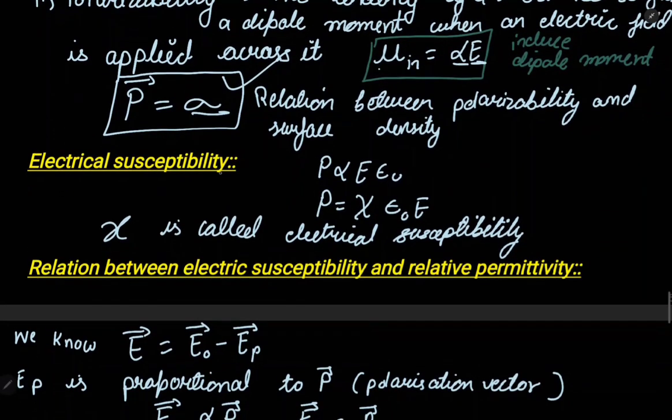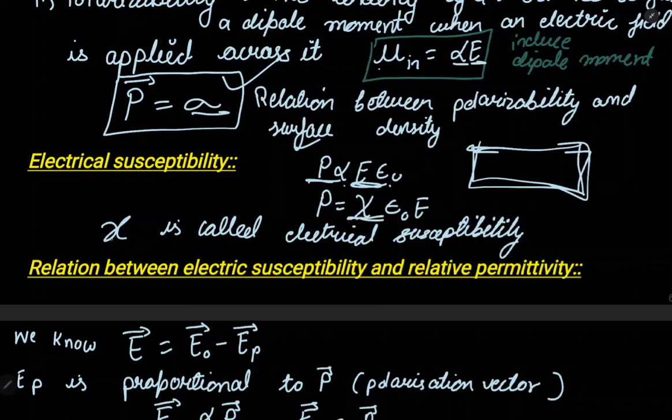Electrical susceptibility means how much a material can be polarized when placed in an electric field. The polarization is proportional to E epsilon naught, where epsilon naught is the permittivity. When we remove the sign of proportionality, we get a constant which is the susceptibility. So we can say chi is a susceptibility which defines whether the material is going to be polarized easily or it will be difficult to polarize the material. Susceptibility depends upon the nature of the dielectric material.